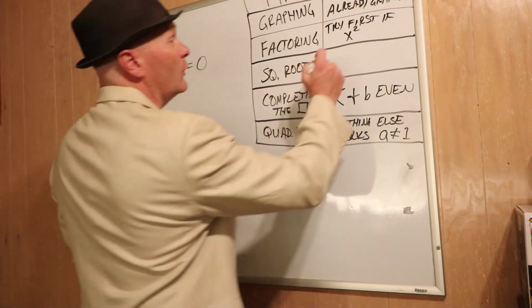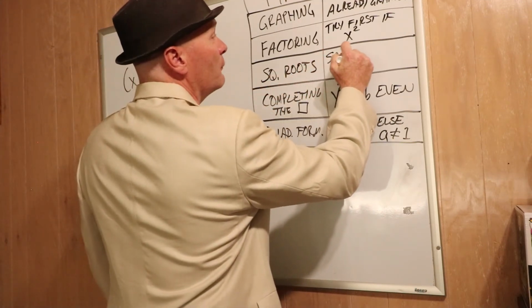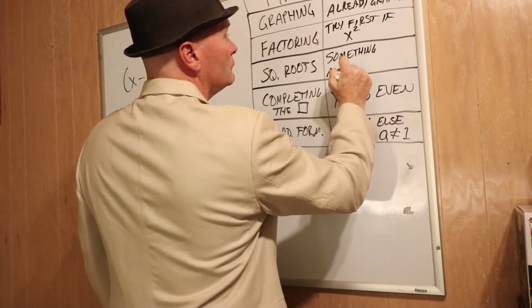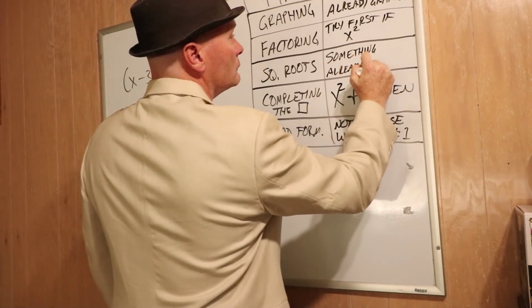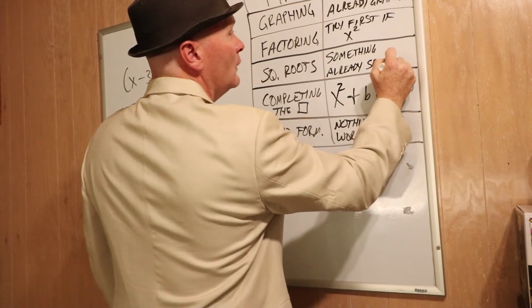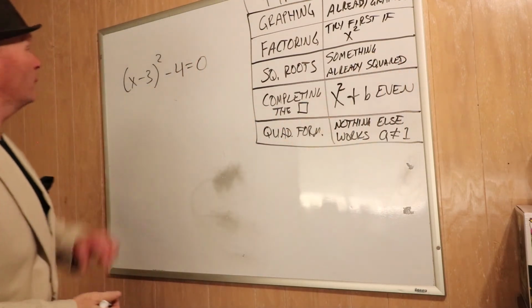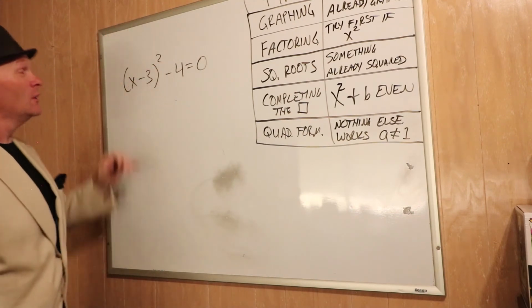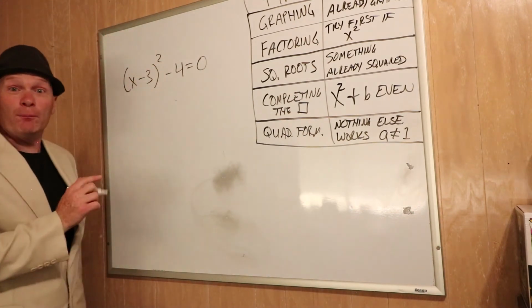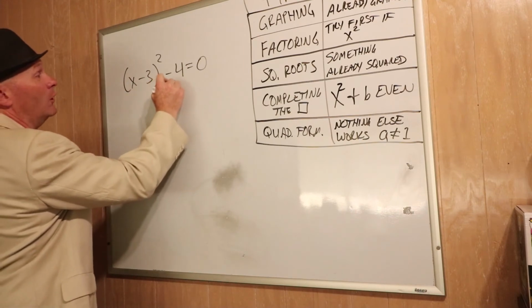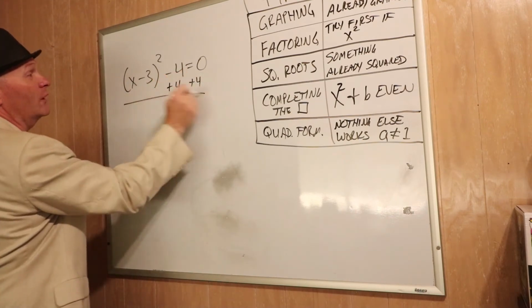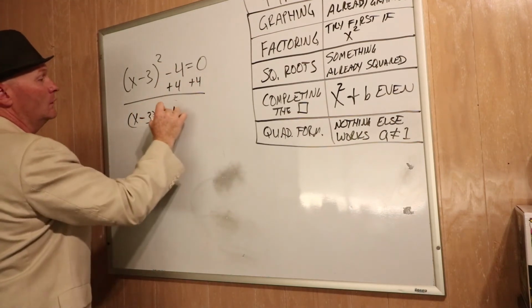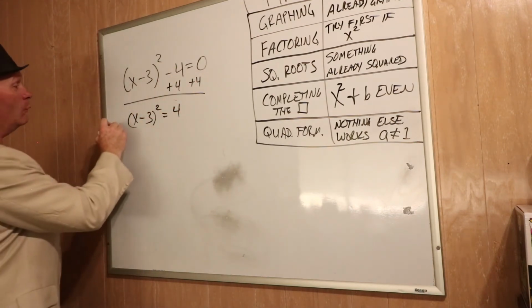Square roots works great when something is already squared. Remember, squared means to the second power. On this one, the x minus 3 is already squared. So we're going to use square roots. First step was to get the squared part by itself. So I get rid of that minus 4. And then we're going to take the square root of each side.